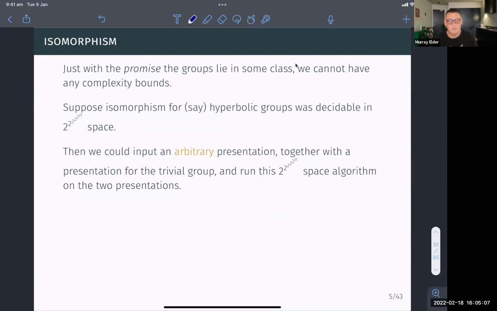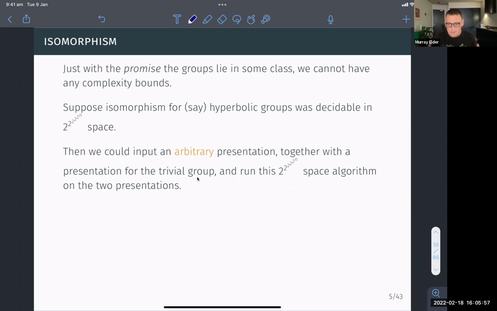Okay, so now we know that things are decidable. The obvious question to many of us is, what is the complexity of those problems? So I want to show you that we can't have any complexity. That's the purpose of this slide. So just with a promise, the groups lie in some class, you're just given two presentations and a promise that they're both, say, hyperbolic. Let's see what happens. Suppose isomorphism was decidable in 2 to the 2 to the 2 something space. Suppose you had some great algorithm to do that. Then we could input an arbitrary presentation together with your favorite presentation for the trivial group and run this alleged algorithm on the two presentations.